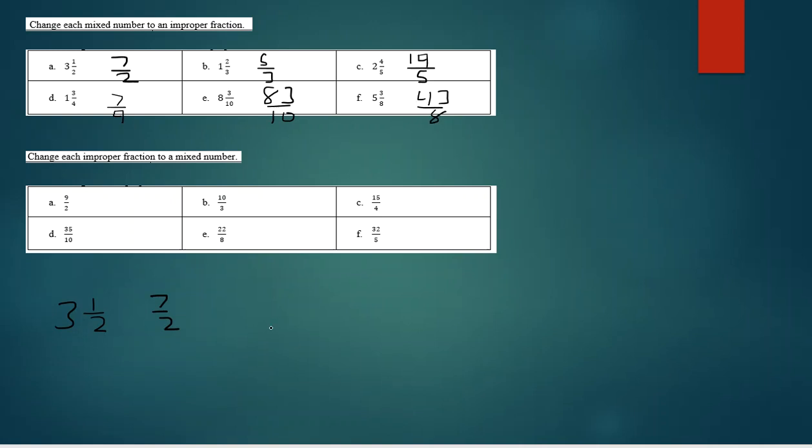Okay, so to go from a mixed number to an improper fraction, you take the denominator, you times by the whole number, you add the numerator. Now, to go the other direction, to go from an improper fraction to a mixed number, you divide the top number by the bottom number, and then you put the remainder on top. Okay, so let me clear off some space here.